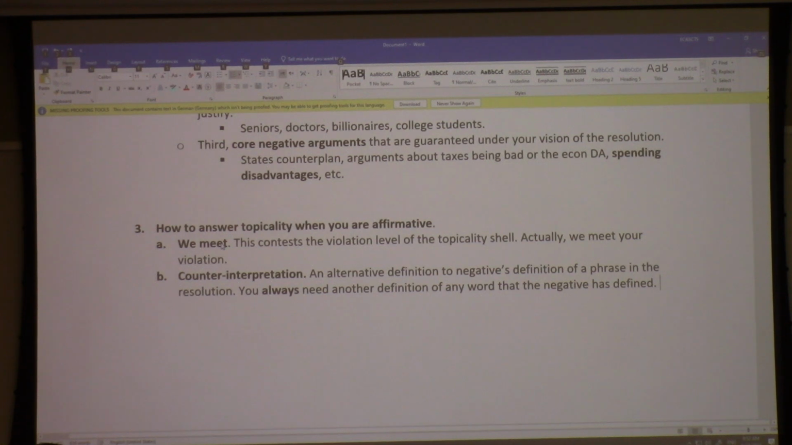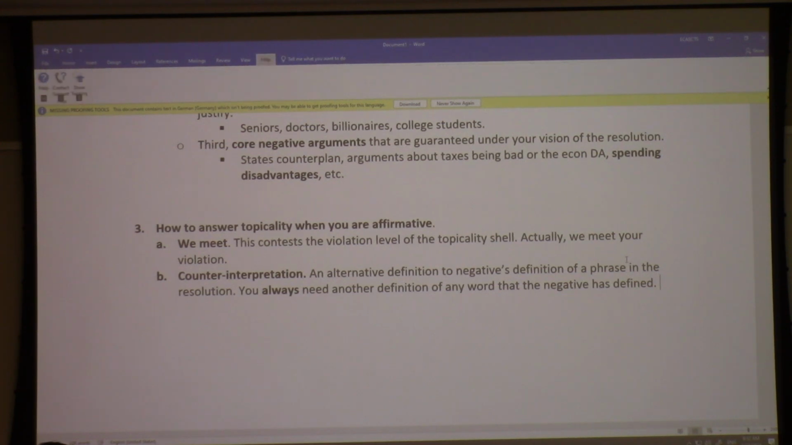Ideally, this means that when you're preparing for topicality debates as the affirmative, you want to have a very broad definition of every word in the resolution that is applicable to your interpretation. Ideally, you want a very broad definition of every word in the resolution that is relevant to your affirmative.